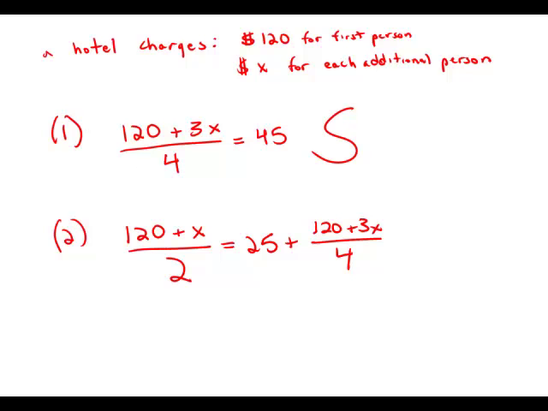share the room. Well, again, what we have here is an equation for x we could solve. We have one unknown, x, and one equation, and so we would be able to solve this as well. So this statement also is sufficient. Both statements are sufficient. Answer choice D.